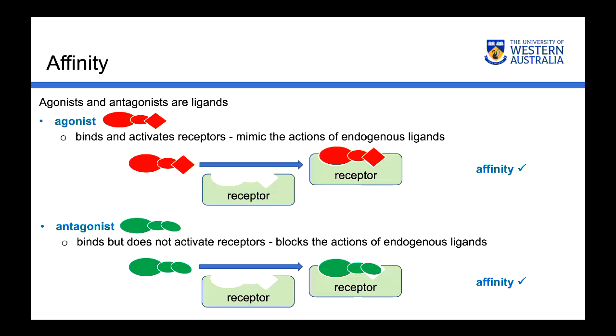On the other hand, antagonists also bind to the receptor, but they do not activate the receptor they bind to. By doing so, they in fact block the action of endogenous ligands. So you can see they both three-dimensionally fit with the binding site on the receptor, but one is able to initiate a signaling pathway, which I'll talk about on the next slide. The other one binds but does not activate the receptor, but both show affinity at the receptor.